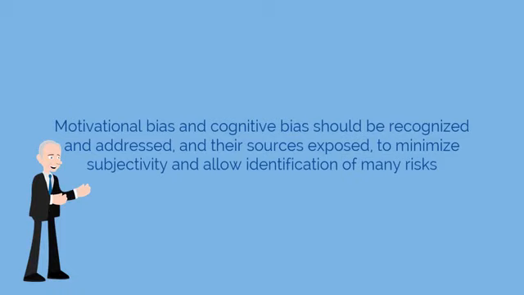Objectivity. Motivational bias, where someone is trying to bias the result in one direction or another, and cognitive bias, where biases occur as people are using their best judgment and applying heuristics, should be recognized and addressed, and their sources exposed to minimize subjectivity and to allow honest identification of as many risks as possible.